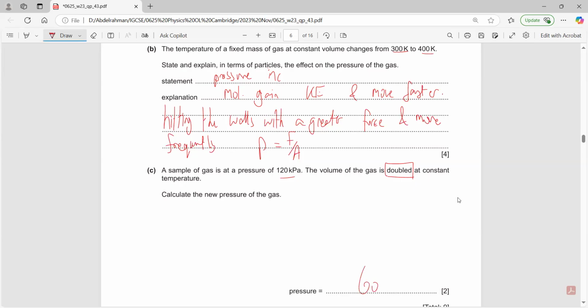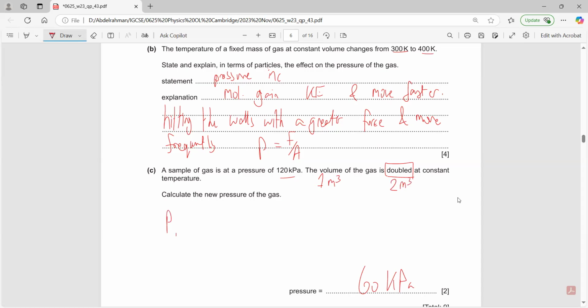Is it that simple? Yes, it is that simple. Why is it that simple? Can I just assume any volume? Yes, you can assume any volume. So you can say that the volume was, let's say, 1 meter cubed. When it doubles, it becomes 2 meters cubed.